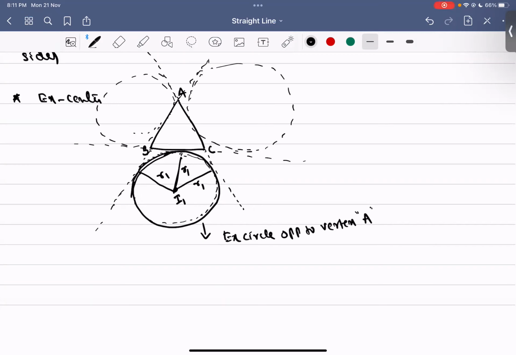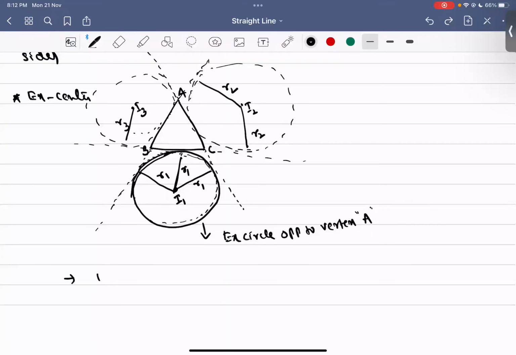So this is I2. This one is I3. This radius is R2, and the radius of the other circle is R3. These are the excircles. So total, how many excircles are possible? 3 excircles.